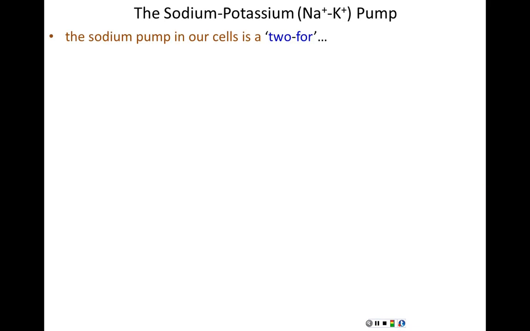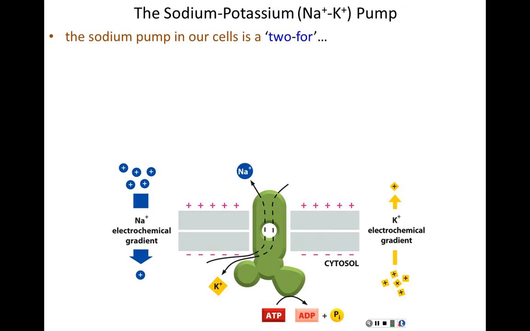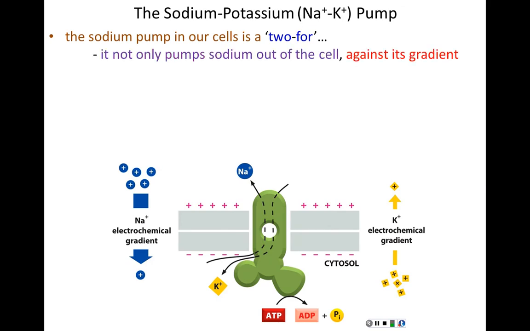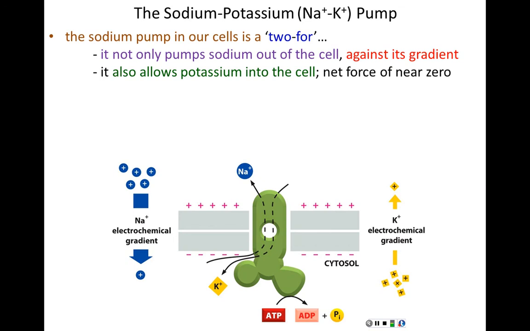The sodium pump that we've referred to in the previous slide is actually a twofer. It pumps sodium out of the cell against its gradient, but it also allows potassium into the cell. Remember, potassium really doesn't have a gradient. Potassium's concentration gradient is in direct opposition to its ionic gradient. So the net force on potassium is near zero. But still, the sodium-potassium pump does move potassium as well.